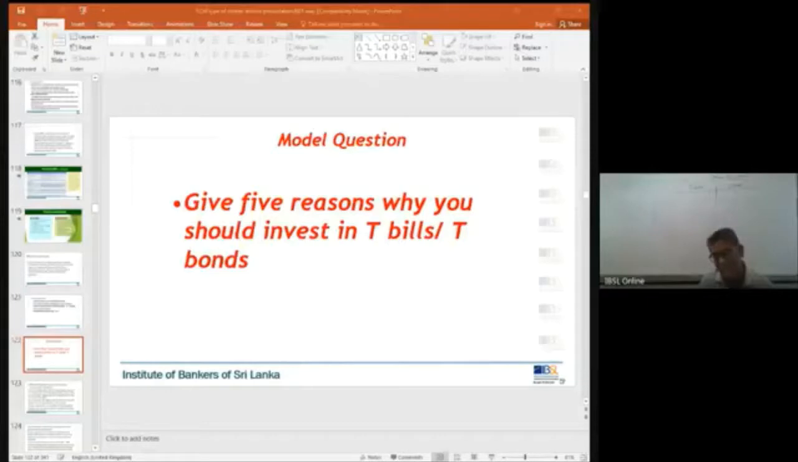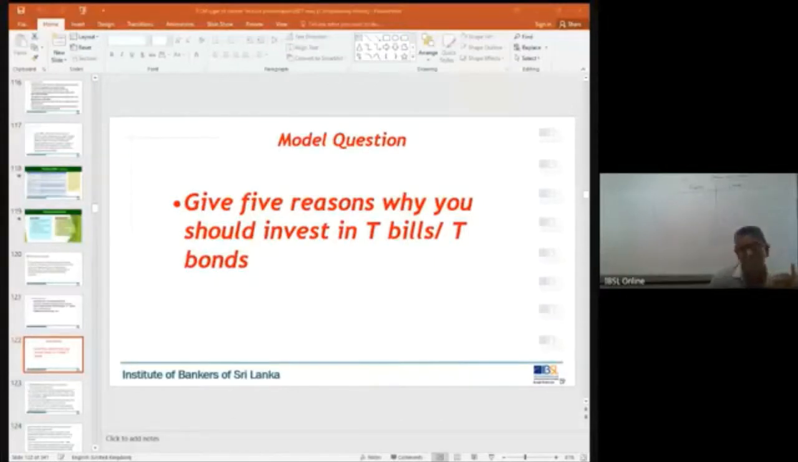Another one, simple, tell me. Both are tradable securities. You can have the secondary market. If you want money, you can sell it. Those are tradable securities. That's two.